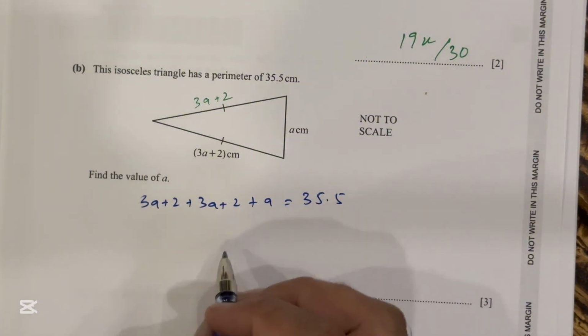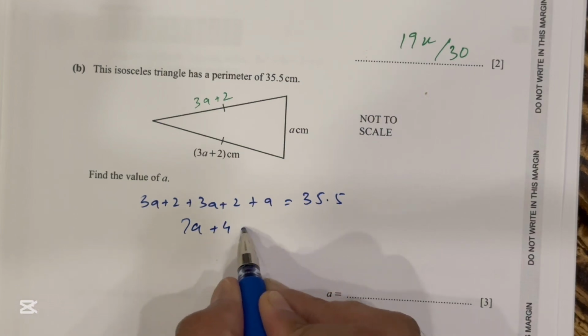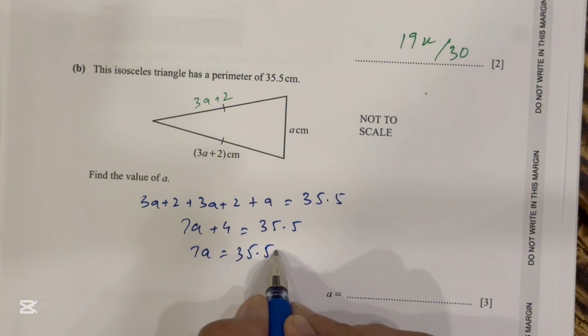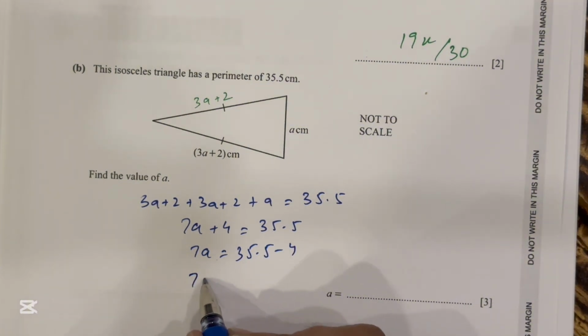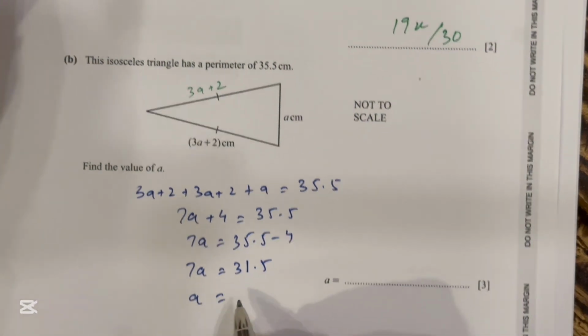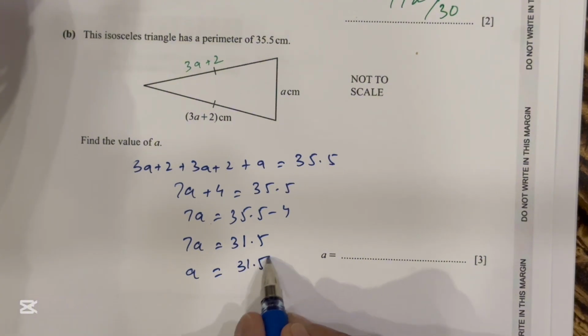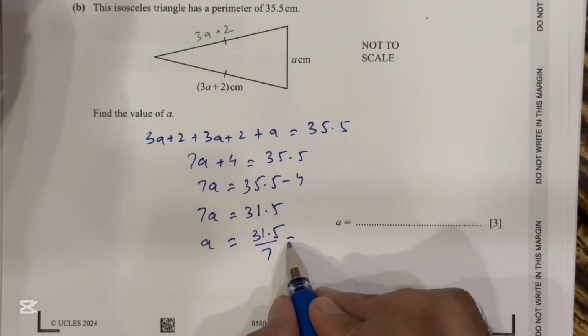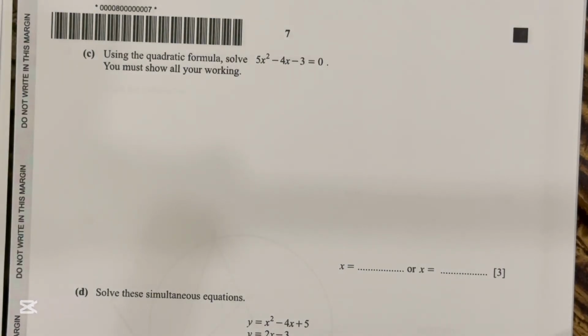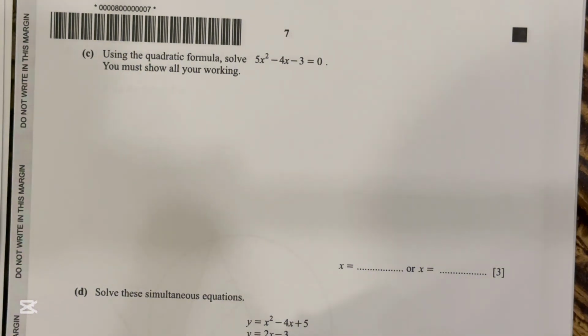Now how many a's are there? There are 7a plus 4, equals 35.5. 7a is equal to 35.5 minus 4. So you get the answer 7a is equal to 31.5. Then a is equal to 31.5 over 7. You get the answer that is equal to 4.5. So this is your final answer.